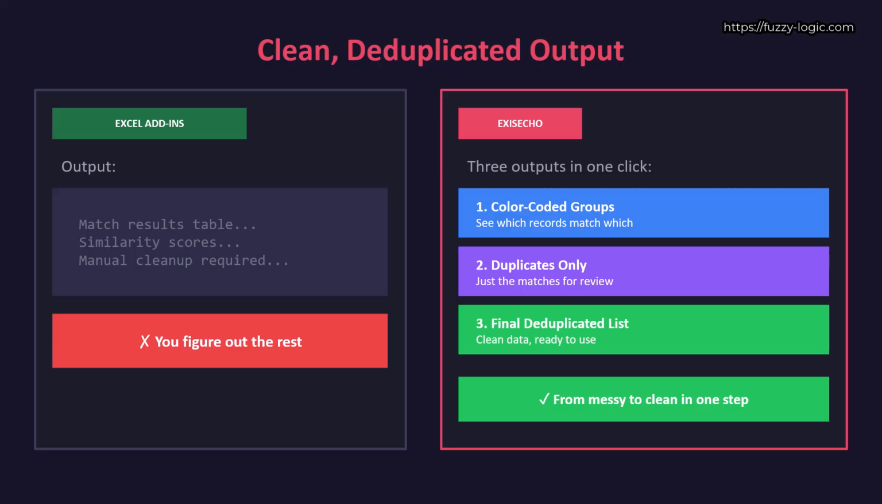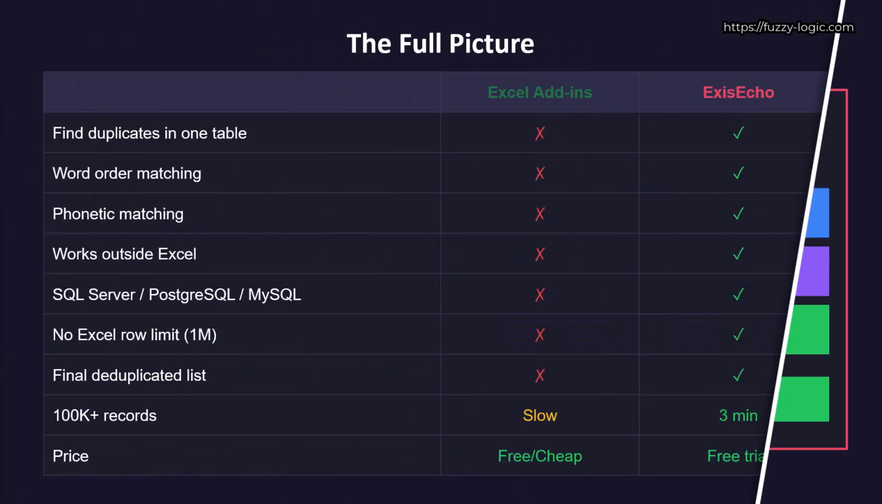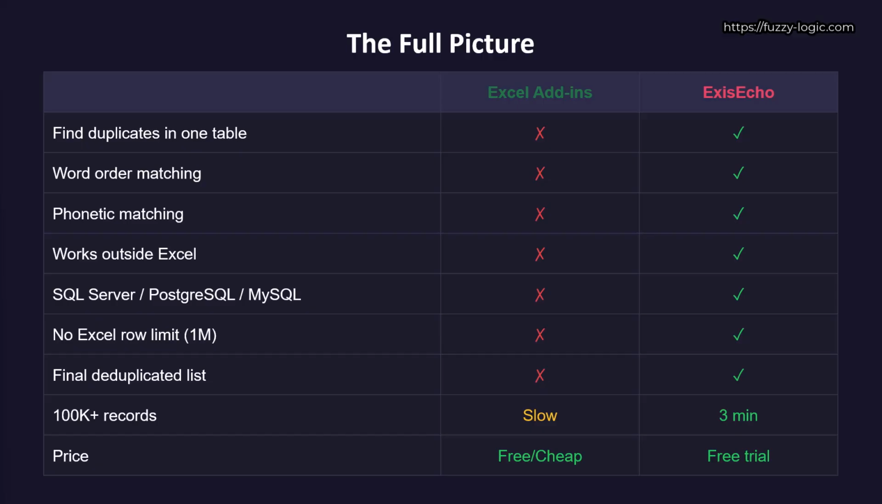And here is the game changer. Add-ins give you match results and say good luck. ExisEcho gives you 3 outputs. Color-coded groups so you can see what matched, a duplicates-only list for review, and a final deduplication list, clean data, ready to use.